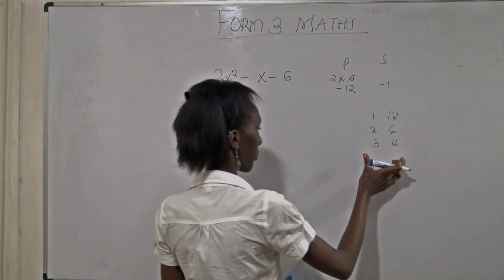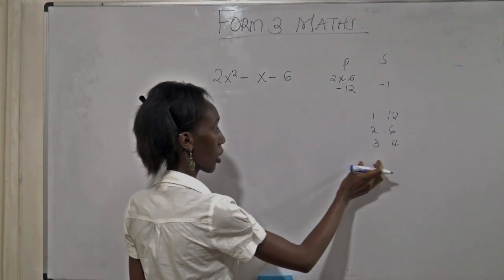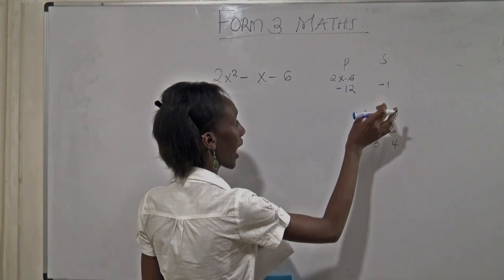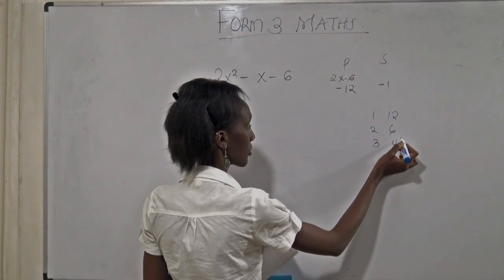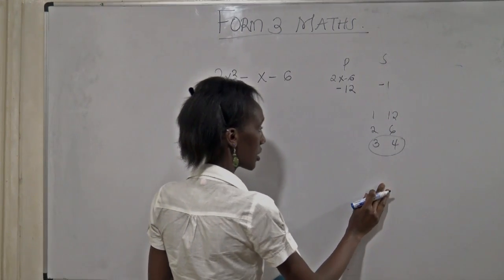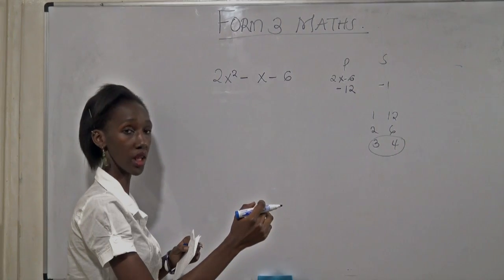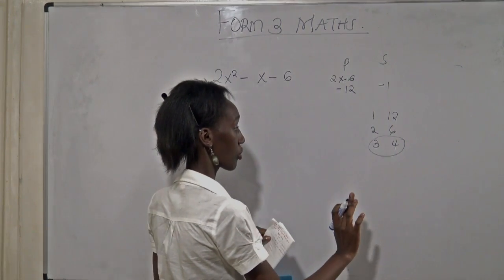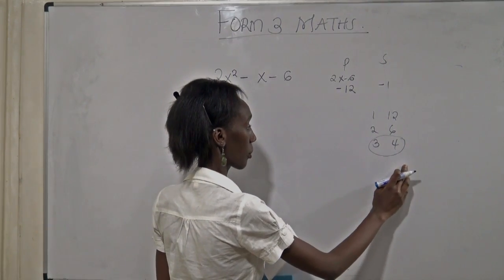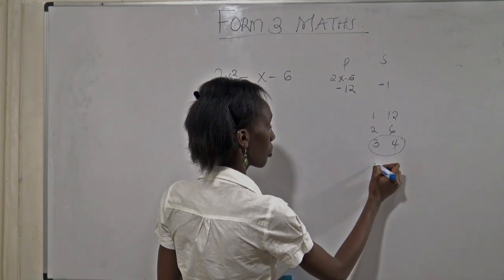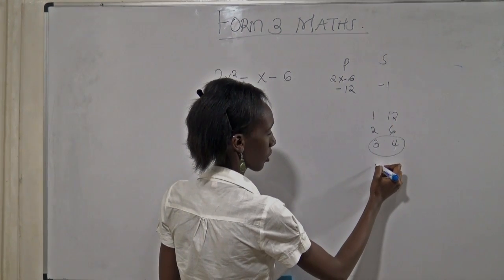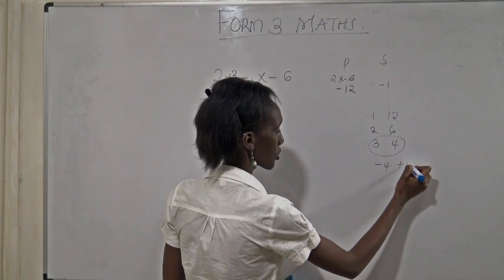So look at the set of factors which is most common. If you add, it's going to give you a negative 1. So I narrow down to these. Then you decide which sign, positive or negative, you're going to put on these numbers. So I'm going to do negative 4 and positive 3.